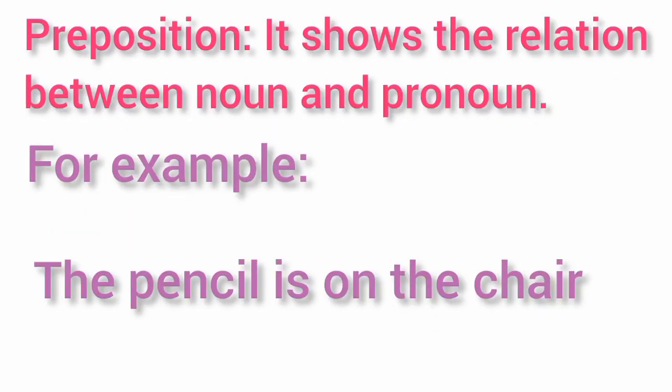Preposition. It shows the relation between a noun and a pronoun. For example, the pencil is on the chair. Pencil and chair both are nouns in the sentence. On shows the relation and completes the sentence. Without on, the sentence is not complete: the pencil is the chair. The pencil is on the chair. So on completes the sentence.